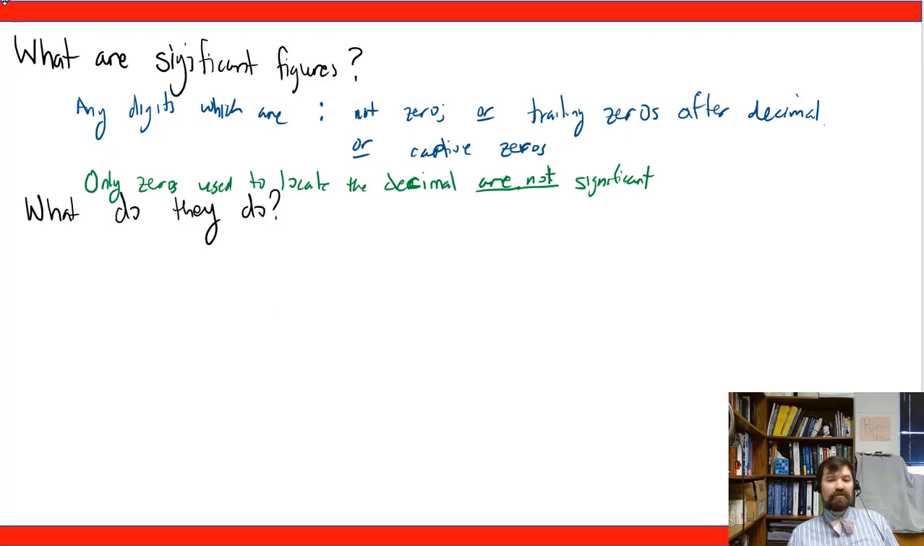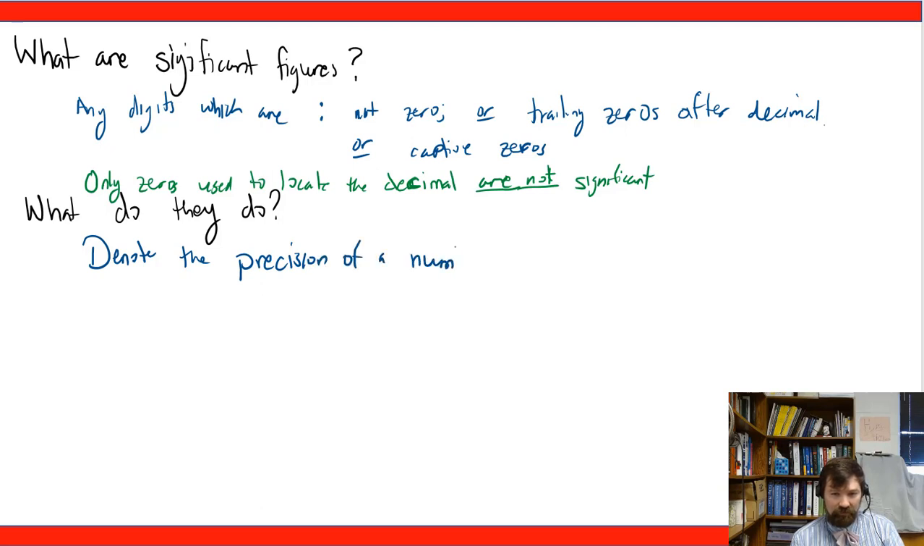What is it that they do, though? Why do we care about significant figures? Well, they're basically one method for showing what precision a number is stated or known to. So they denote the precision of a number. All right.